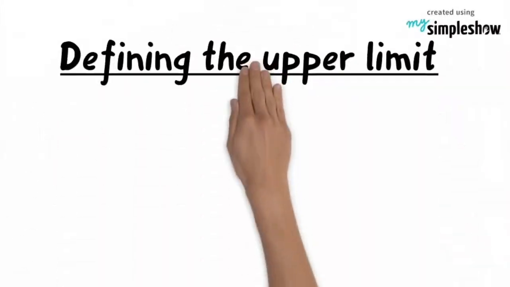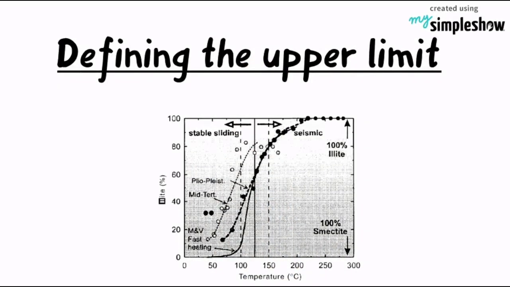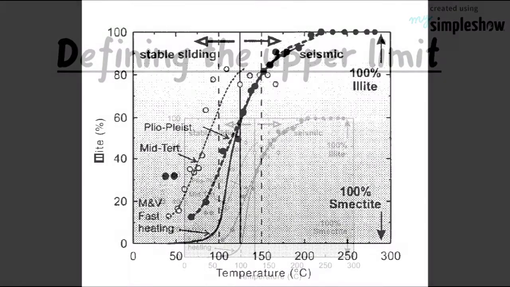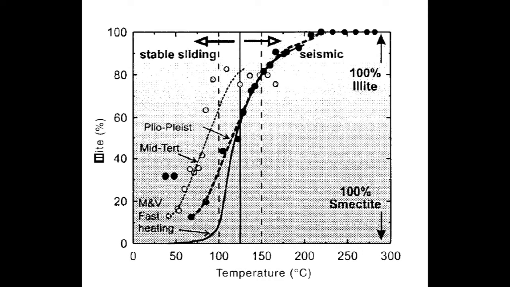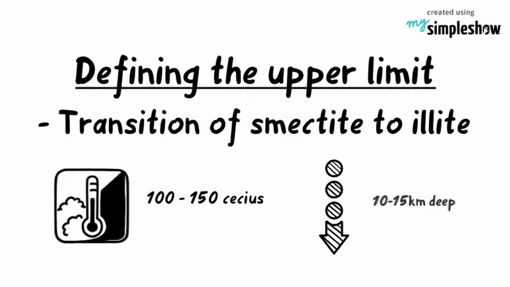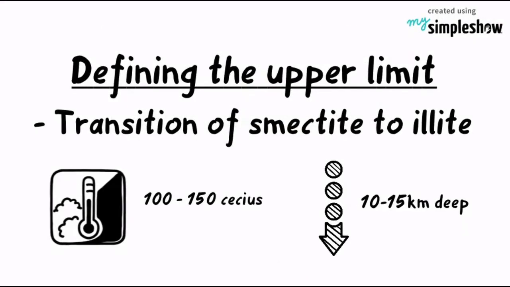Defining the upper limit. The seaward shallow aseismic zone, commonly believed to be accreted sediments, may be a consequence of unconsolidated sediments, especially stable sliding smectite clays. As these clays become dehydrated, they transition to a stickier clay such as illite. Through this graph, we can see that the fault will become seismogenic when the temperature reaches around 100 to 150 degrees Celsius, that is around the 5 to 15 km depth.